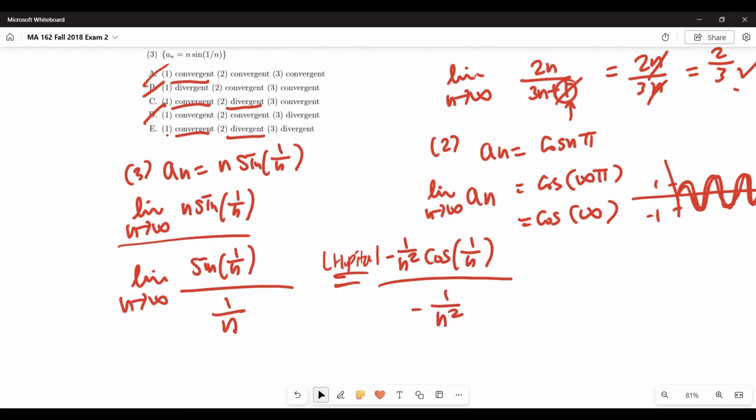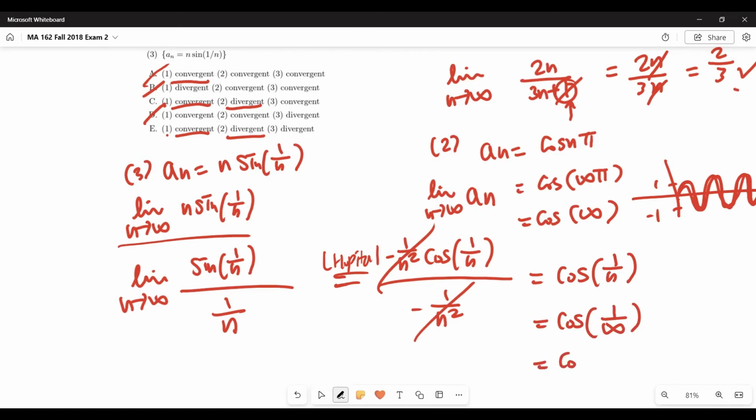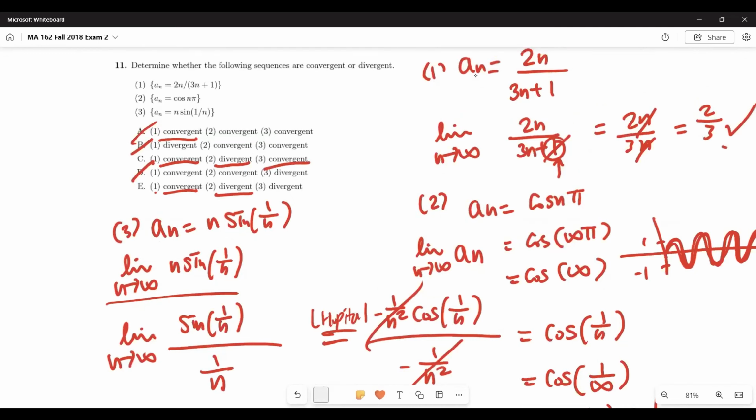So the negative 1 over n squared cancels out. This is just going to be cosine 1 over n, and if n goes to infinity, this is 1 over infinity, which is cosine 0, which is 1. So the value actually exists, so this is convergent. So the answer for this question is C.